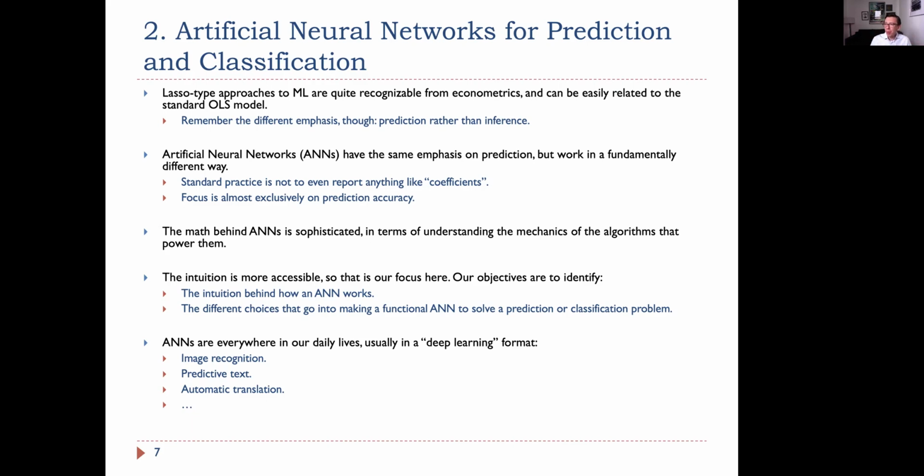Now, artificial neural networks take that philosophy one step further. The emphasis is almost exclusively on prediction. Okay, there's really not much that we can do in terms of inference with artificial neural networks. So when we report the results of a model in the way that we're used to doing in an applied paper, there isn't really anything like a coefficient. There are various types of weights that you can pull out of the model, but it's atypical to include anything like a list of coefficients.